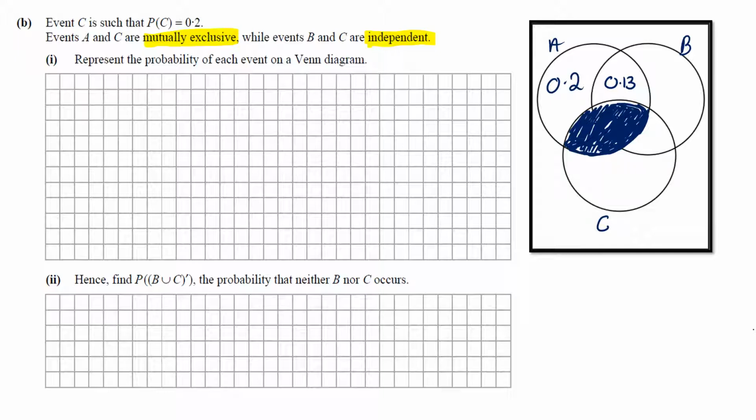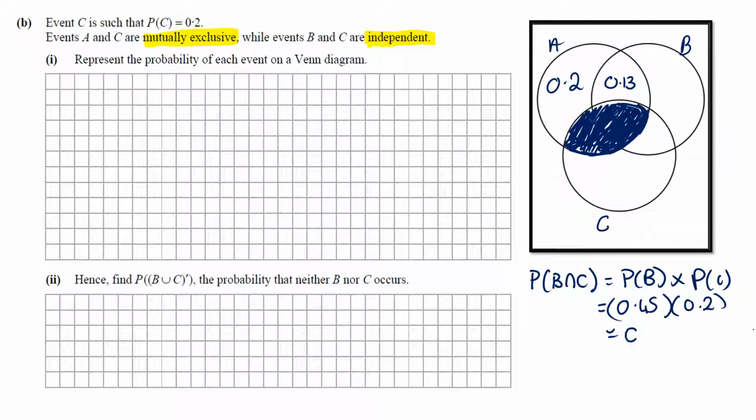Now what is different here is we need to figure out what's going to go in here, where B and C intersect. And we know that they're independent, so we're going to use our independence formula. We're going to say, well, the intersection of B and C is equal to the probability of B multiplied by the probability of C, because they're independent. So I know that the probability of B is 0.45. I know that the probability of C is 0.2, and I know that's going to give me 0.09. So I got a 0.09 in there.